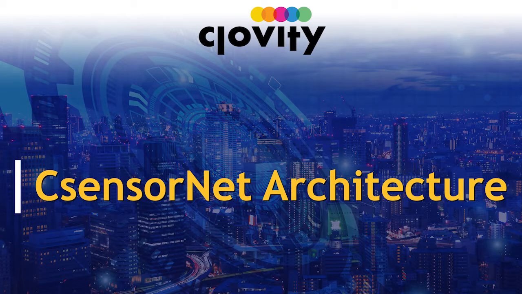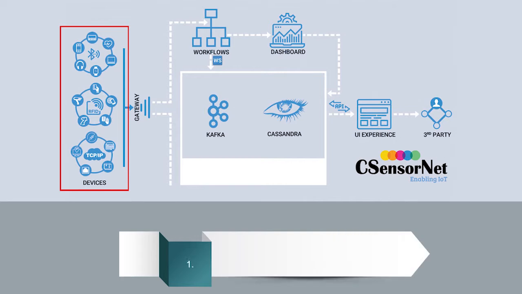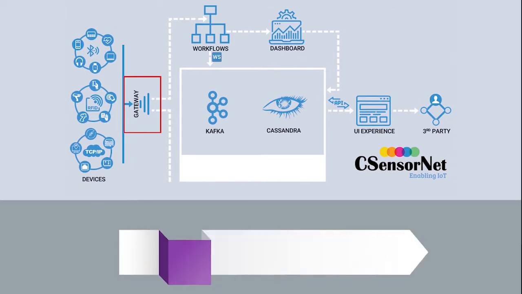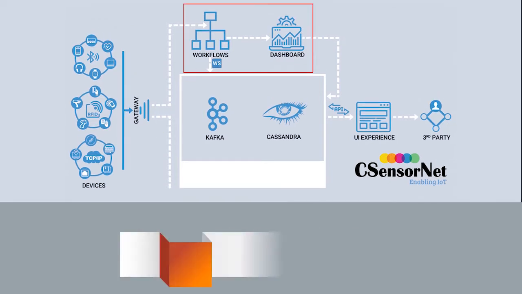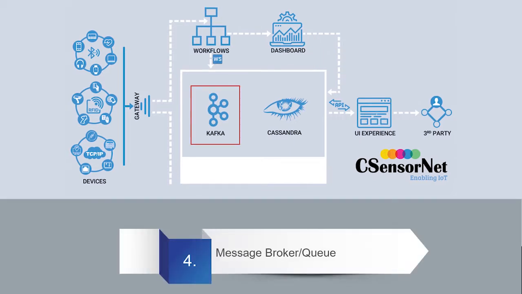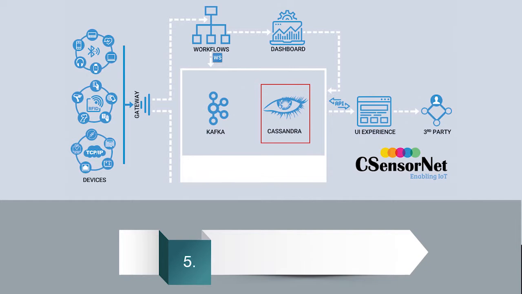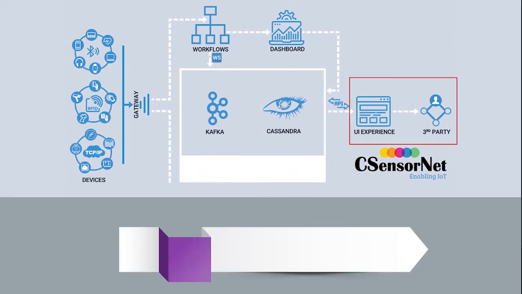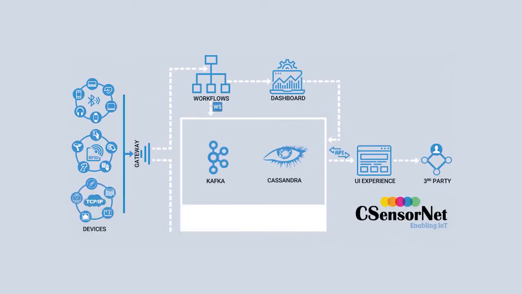CsensorNet can primarily be divided into the following components. 1. Sensors and devices. 2. Gateway and device hub. 3. Node-RED. 4. Message broker and queue. 5. NoSQL databases. And 6. Visualization/UI. Now, let me explain each of these in detail.